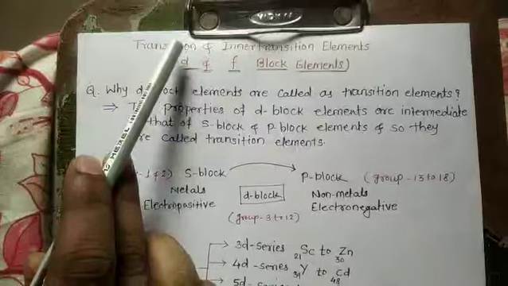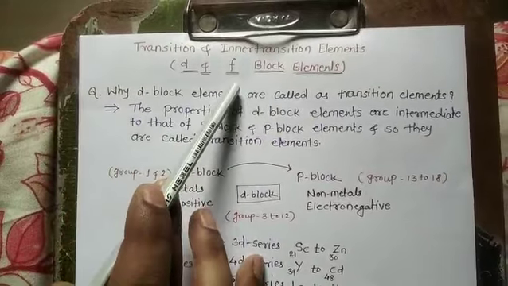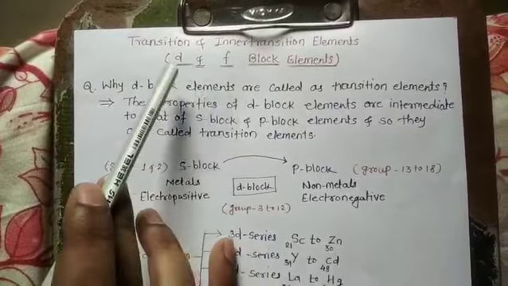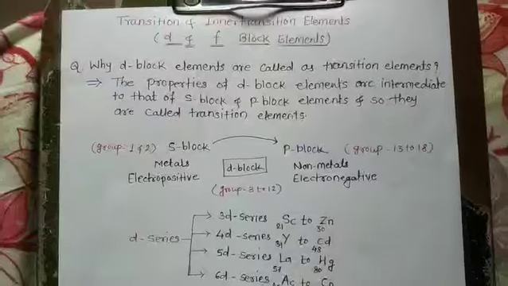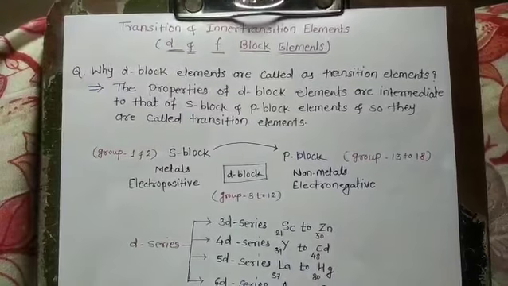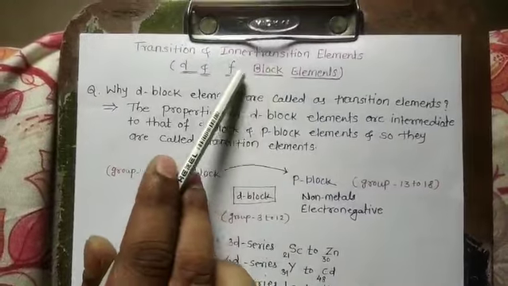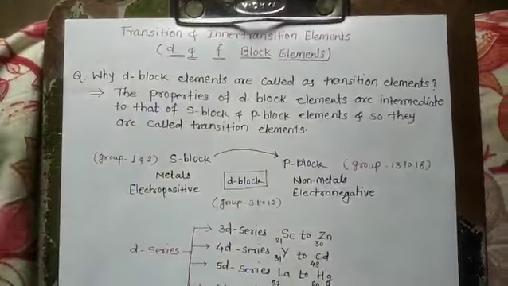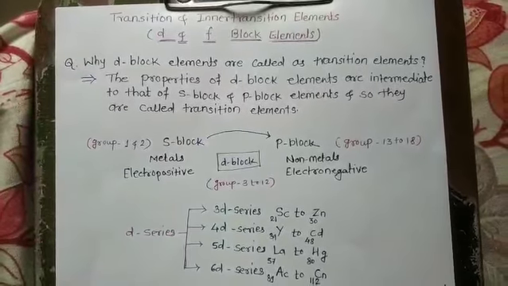We know that transition elements are called D block elements and inner transition elements are called F block elements. D block elements are those elements whose d orbital is incompletely filled, that is they contain 1 to 9 electrons, and similarly F block elements are those elements whose f orbital is incompletely filled, that is they contain 1 to 13 electrons.